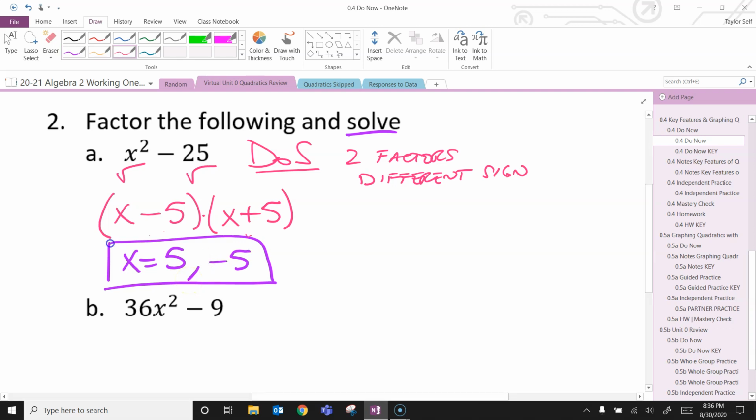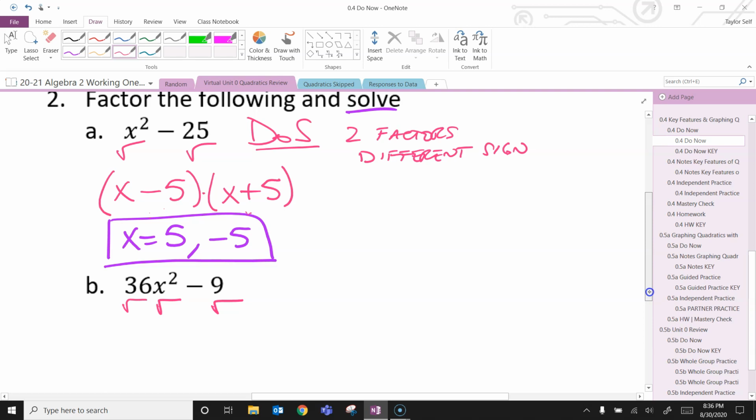Let's do this next one. Same thing. We can square root 36. We can square root x squared. We can square root 9. So we're going to use a square root trick, the difference of squares trick. Square root of 36 is 6. Square root of x squared is x. Square root of 9 is 3. And then I like to think of it as bring down the minus sign. Then again, with difference of squares, you are going to copy that factor. So 6x, but flip the sign, +3.